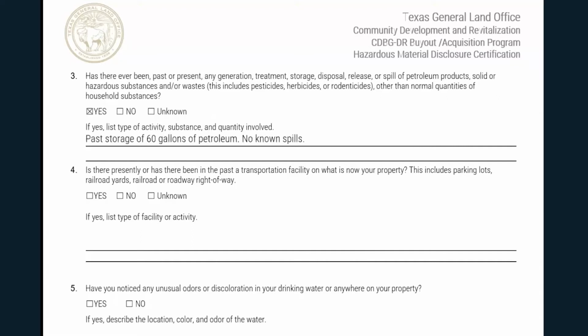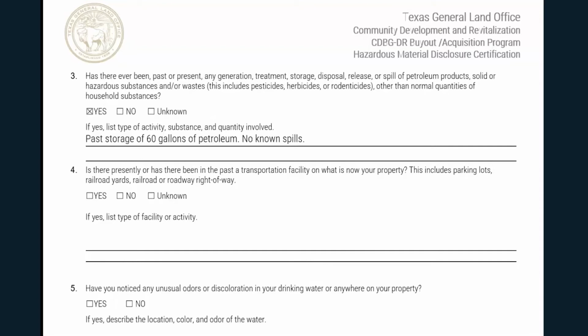Robert checked yes because he has a 60-gallon above-ground storage tank with petroleum on the property that, although currently empty, did store petroleum in the past. However, his neighbor, Pam, only on occasion used pesticides on her lawn and kept a 5-gallon tank of gasoline for her lawnmower. So on her hazardous material disclosure form for her buyout application, she will mark no because these are normal quantities of household substances.